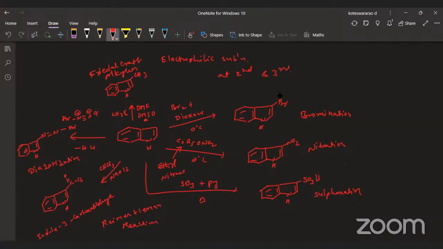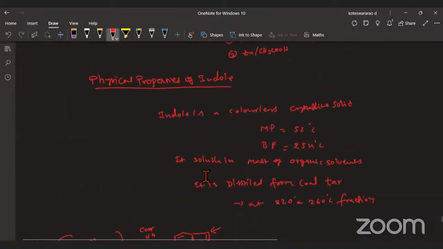Like this, you need to prepare your own notes for the remaining five compounds. What are they? Benzopyrrole, quinoline, isoquinoline, carbazole, and acridine. For these compounds, you need to prepare your own notes, and it will be helpful for the preparation of your examination. Up to this, heterocyclic chemistry is ended.